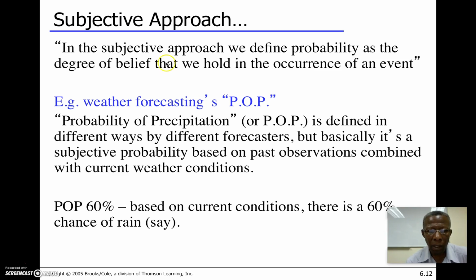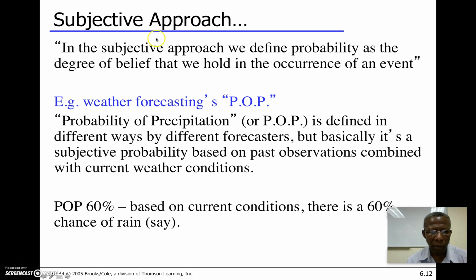The next approach is what we call the subjective approach, or we use the term expert judgment. This is based on the expert knowledge of the person who's assigning the probabilities. Here we look at the probability of precipitation, defining that there's going to be a shower or rain. As is stated here, this is dependent on different forecasts. It is subjective.